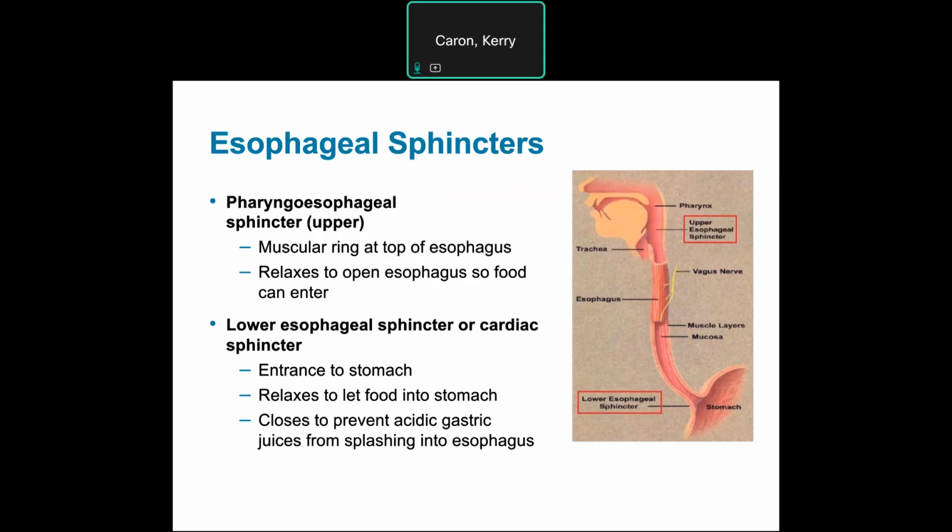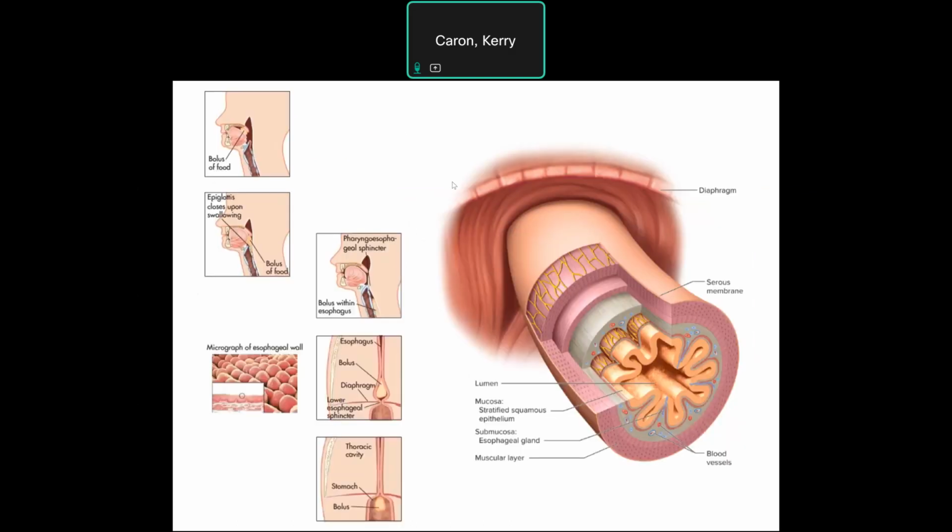Now, eating late at night, smoking, alcohol, I think caffeine can relax that sphincter, causing what we know as heartburn or gastroesophageal reflux. So sometimes we do have heartburn.